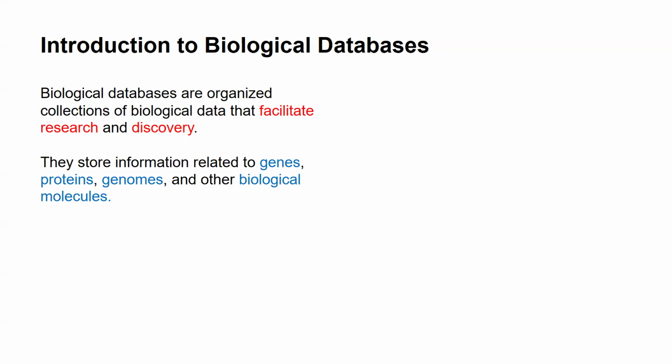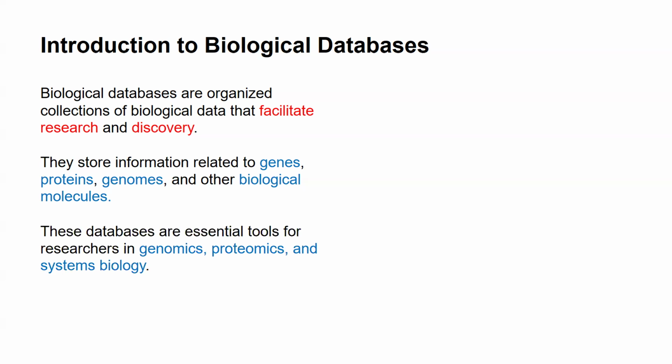So whenever you hear the word biological database, it means it's a database that contains biological data. And this biological data can be genes, DNA, proteins, genomes, or biological molecules like hormones, enzymes, lipids, glycoproteins, glycolipids. All these are biological information. So these biological data are the stored information that are found in biological databases.